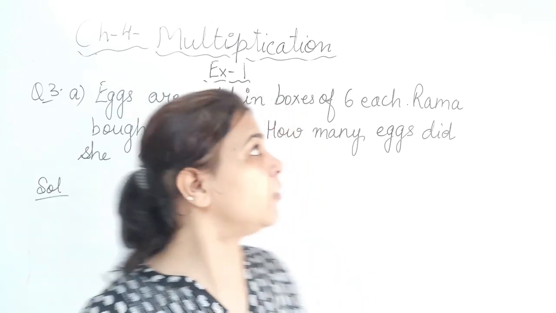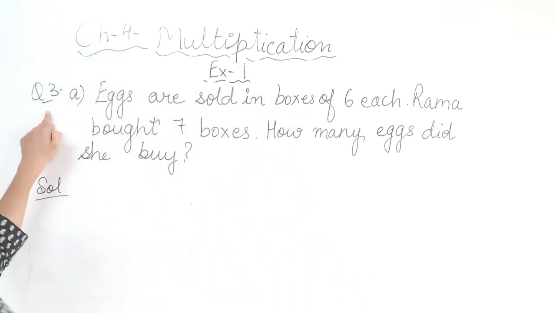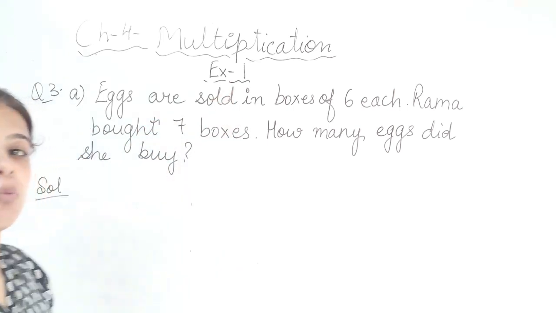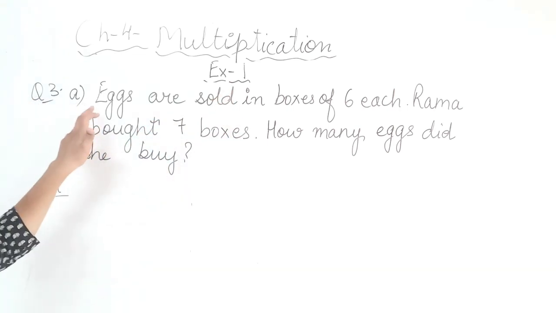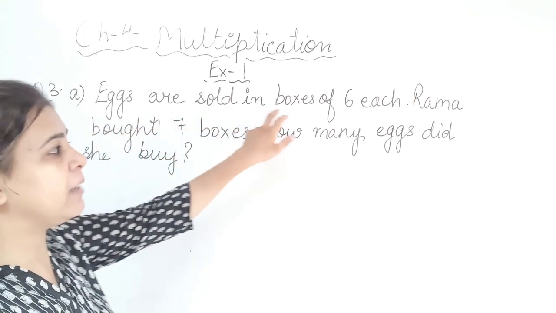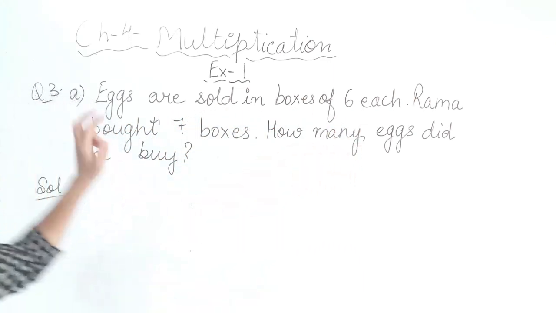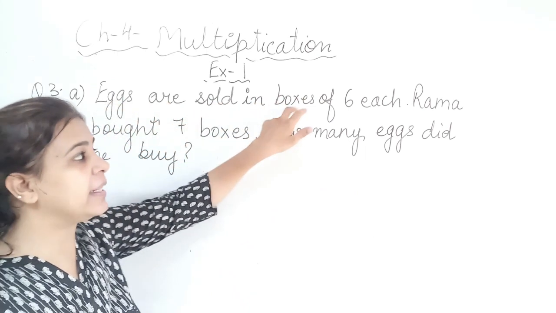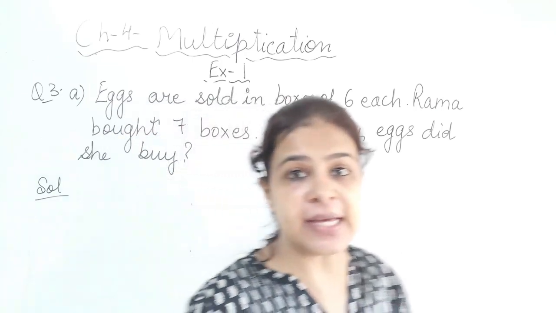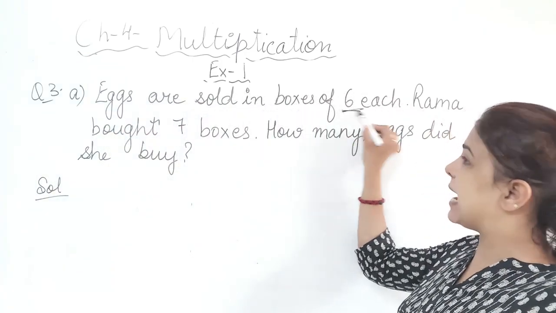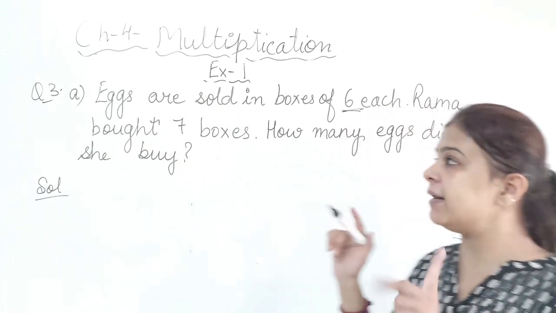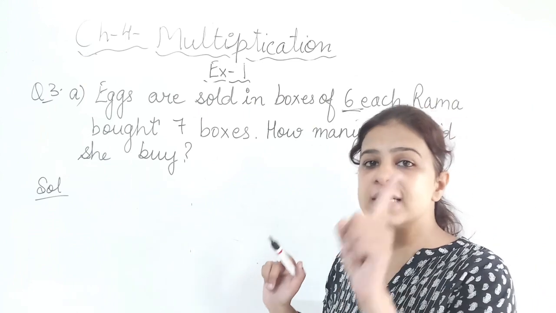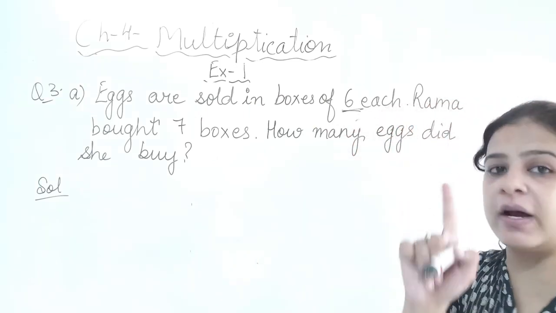Okay children, now there is question number 3 in your maths time book in the same exercise, exercise number 1. Now I will read this question. Eggs are sold in boxes of 6 each. How many eggs are given? It is not given. Eggs are sold in boxes of 6 each. Each means 6 eggs are sold in one box. In one box, how many eggs were there? 6 each.